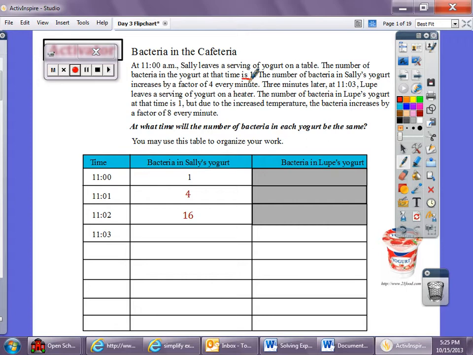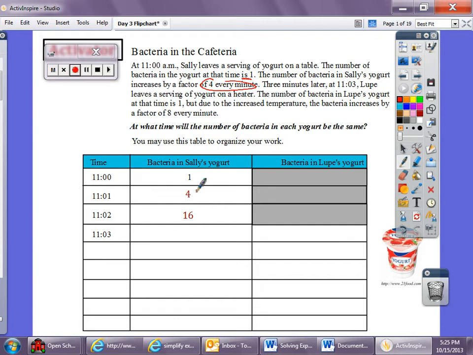The number of bacteria in Sally's yogurt increases by a factor of 4 every minute. So it's multiplying by 4. So it's times 4 times 4 times 4. And then 3 minutes later at 11:03, Lupe leaves a serving of yogurt on a heater. The number of bacteria in Lupe's yogurt at that time is 1, but due to the increased temperature, it's increasing by a factor of 8 every minute.